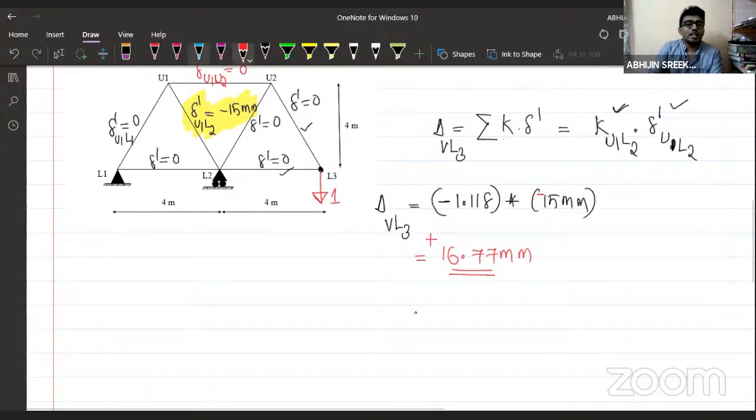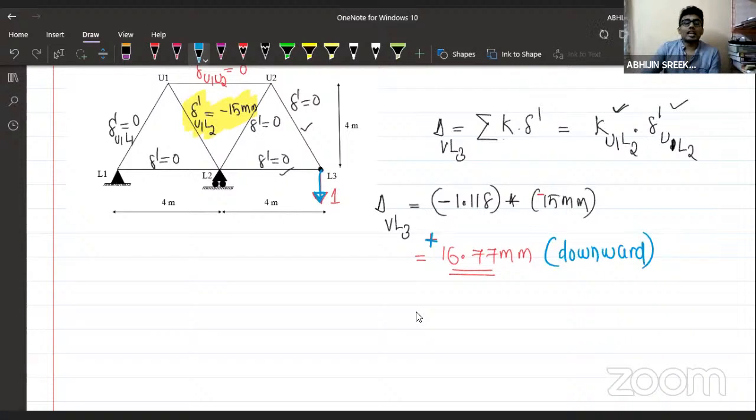Again, there is a difference. If you are getting a positive value, what's the meaning of it? Which means the assumption we have considered here in this unit load is correct. Which means the deflection will also be in the direction of the unit load considered. We were interested in calculating the vertical displacement. I got a positive value. I have considered the unit load in the downward direction. The meaning of that is the assumption is correct. The displacement will also be in the downward direction. Clear? Perfect answer.